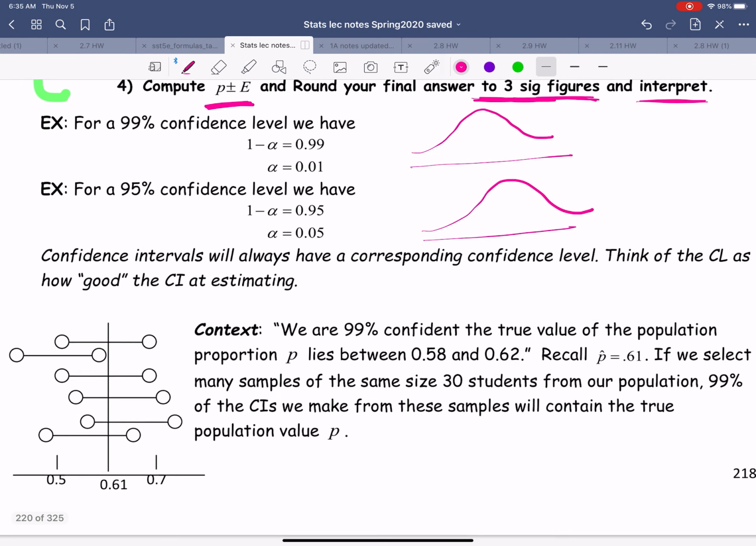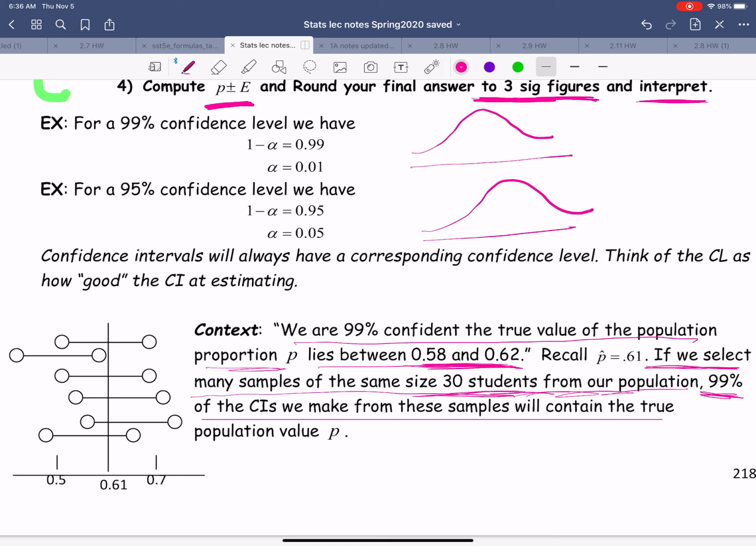So what does interpreting mean? That means we would be saying at the end, we are 99% confident that the true value of the population proportion p lies between, for example, these numbers. If we select many samples of the same size, 30 students from our population, 99% of the confidence intervals will have the true population proportion. If we select many samples of the same size, 95% of them, or 99% of them in this case, will have the true population proportion.